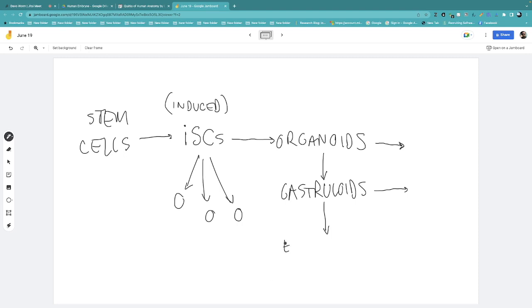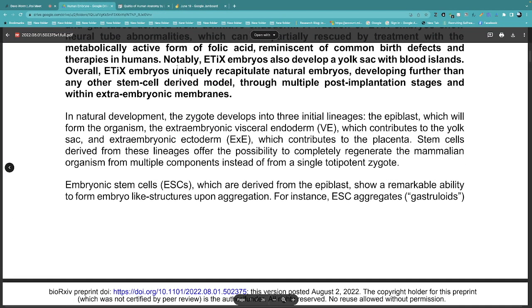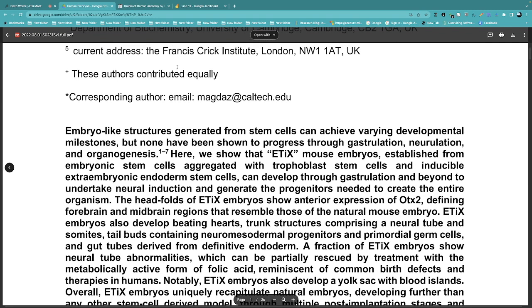And then in embryoids, you have things that resemble an embryo, so you start to get a beating heart, blood clots, things like that. And then we get these models that we're talking about today. So this is this model here. This is the ETIX model.